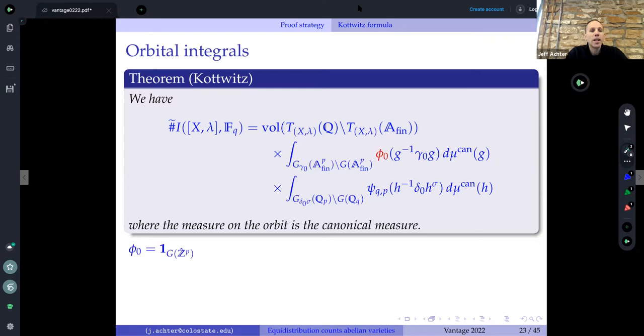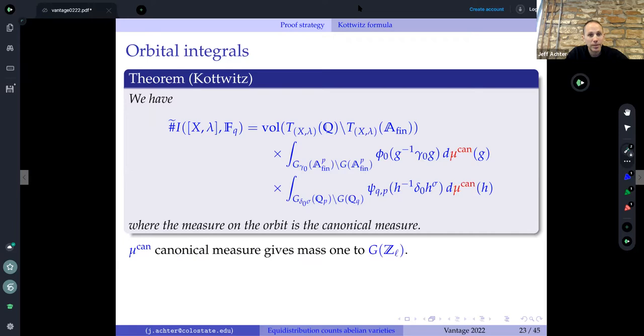Anyways, so he says we should compute this isogeny class by integrating the characteristic function of the prime-to-p integral points. You take gamma naught and you start conjugating it and ask, sometimes do you wind up with something which is integral? And those are the ones you count. And you do something similar but worse at p, where you are looking at these twisted conjugacy classes of delta naught. And I should say this is happening with respect to a certain measure that I'll tell you a little bit about in a bit.